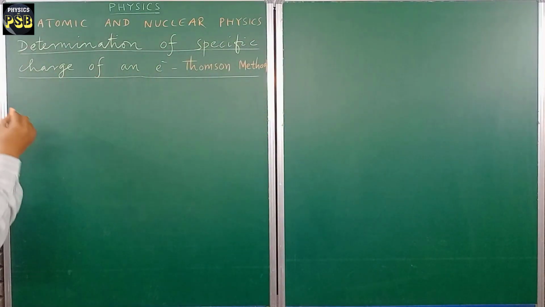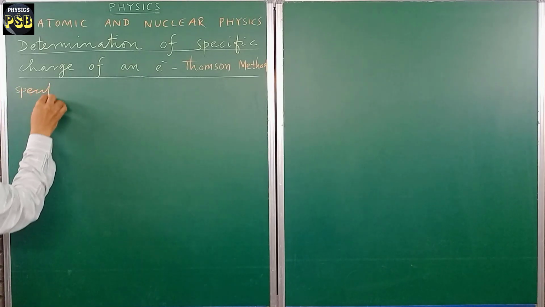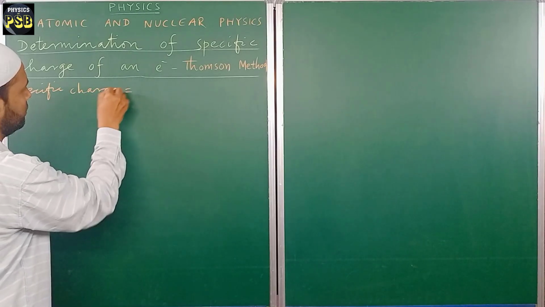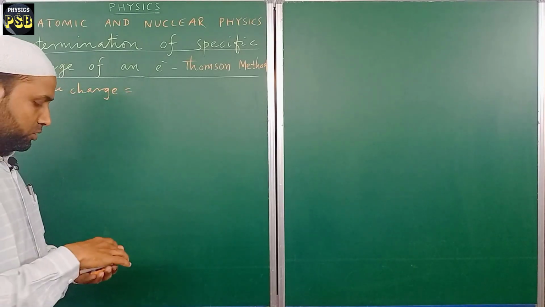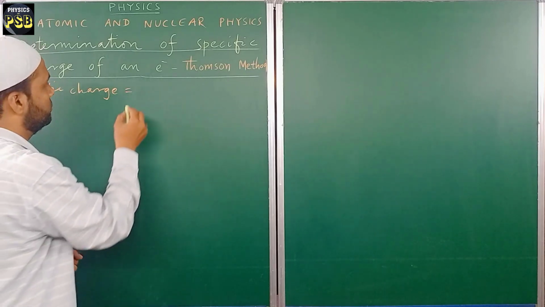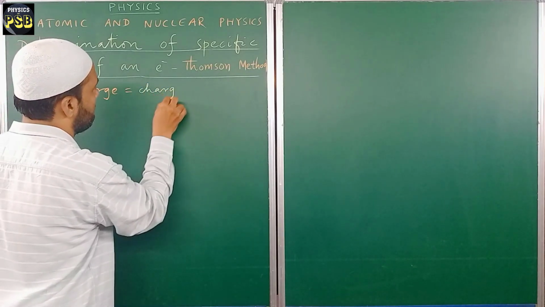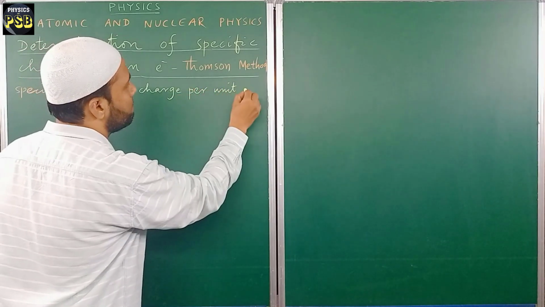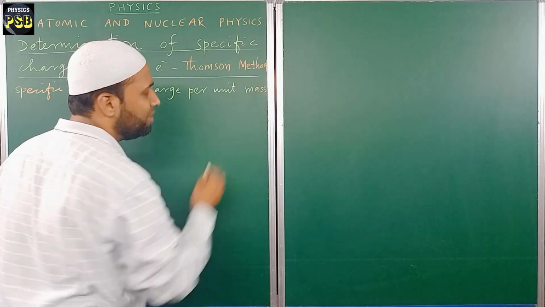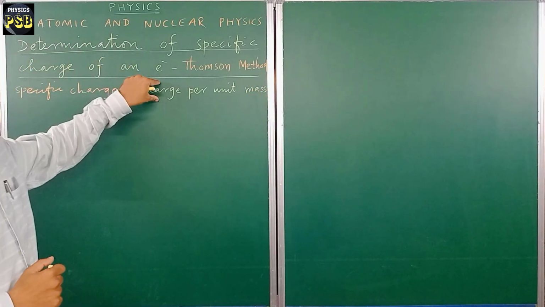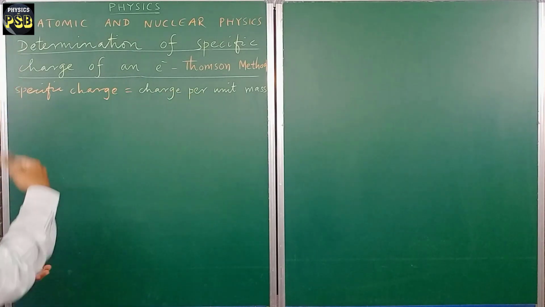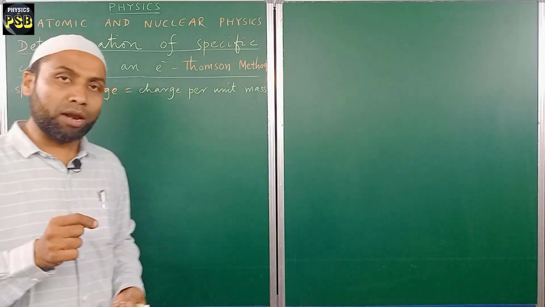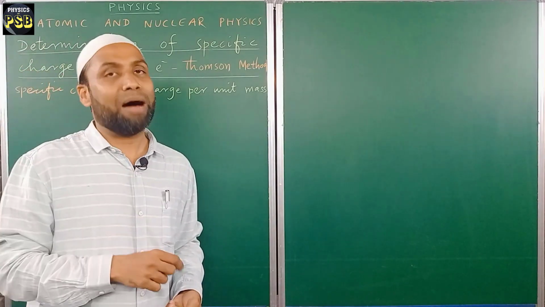Here, specific charge means the charge per unit of mass. It means dividing the charge of something by its mass. So when I say specific charge of electron, it means dividing the charge of electron by its mass.